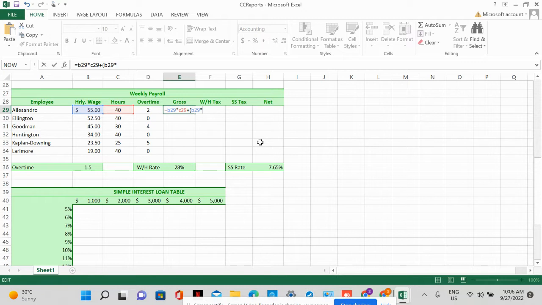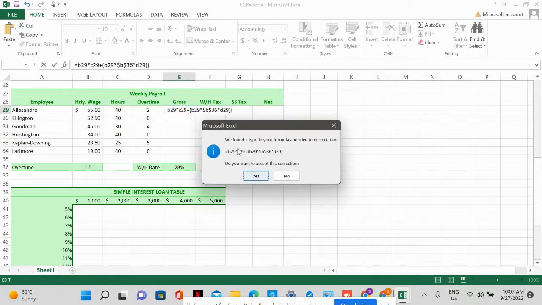B36 times D29. Bracket. Hit the enter. So, yes.